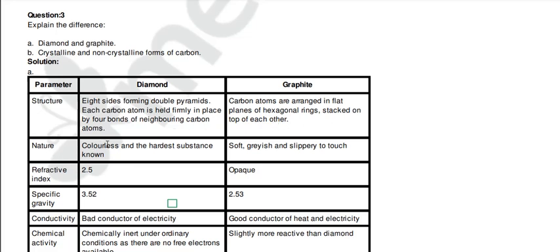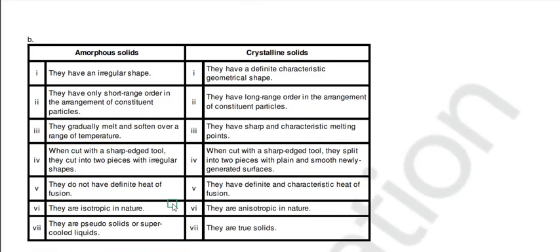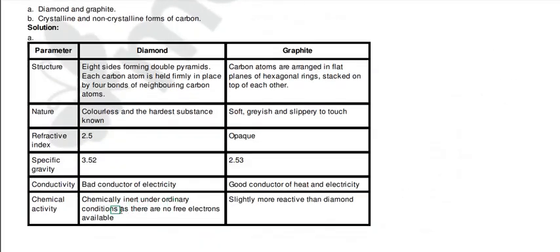Graphite is soft, grayish, and slippery to touch. Refractive index: diamond 2.5; graphite opaque. Specific gravity: diamond 3.52; graphite 2.53. Conductivity: diamond is a bad conductor of electricity; graphite is a good conductor of heat and electricity. Chemical activity: diamond is chemically inert under ordinary conditions as there are no free electrons available. Graphite is slightly more reactive than diamond.